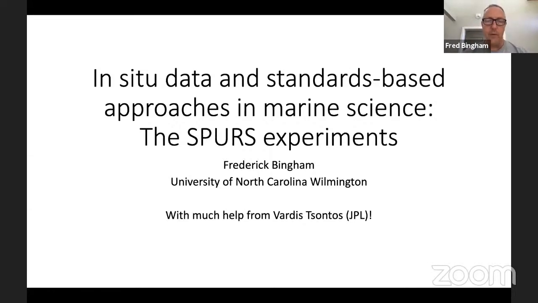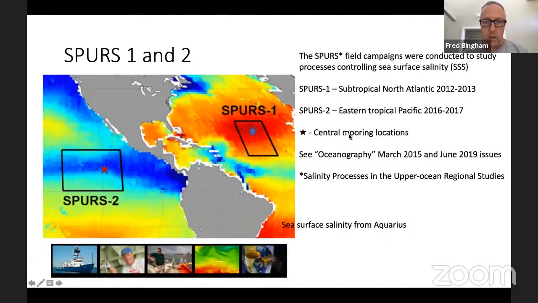So I was involved with these two SPURS experiments, SPURS 1 and SPURS 2, and my job was to manage the data from this experiment. I worked very hard on this with Vardis, who's here in the session, and a number of other people, so I wanted to acknowledge Vardis today.